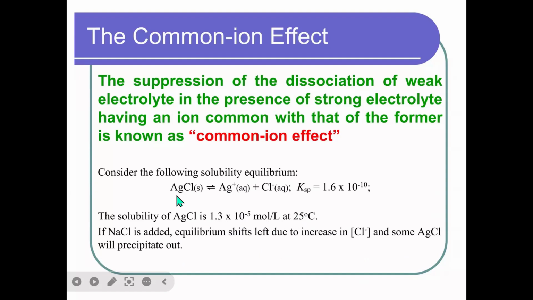So you see, in this case, you have silver chloride, and now you add sodium chloride. Because the chloride ion is common, adding this will decrease or suppress the dissociation of the silver chloride. As a result, the equilibrium will shift to the left due to the increase in chloride ion, and some of the silver chloride will be precipitated out. So there is a suppression of the dissociation of the silver chloride, and the suppression is due to the common ion, which is chloride ion. That is what is described as the common ion effect.